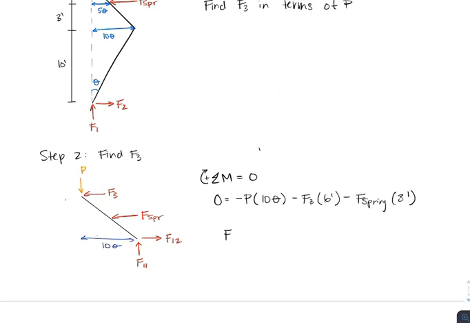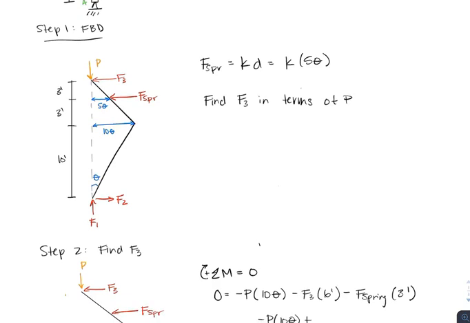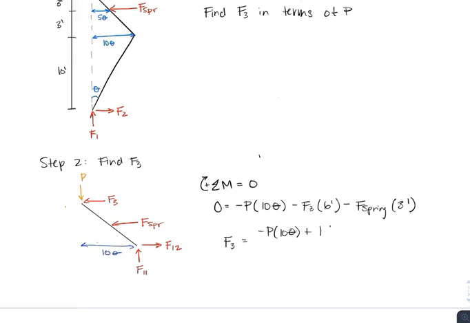And so now we want to rearrange this so that we have F3 in terms of force P. So now we get that F3 is going to be equal to negative P times 10 theta plus, and then I'm going to substitute in what we got for the force in the spring, which is K times 5 theta. And so we get 15 K theta, and all of that is going to be over 6. And so now that we have this, we can go back to our original free body diagram and take a sum of moments about point A, and then you can solve for P.